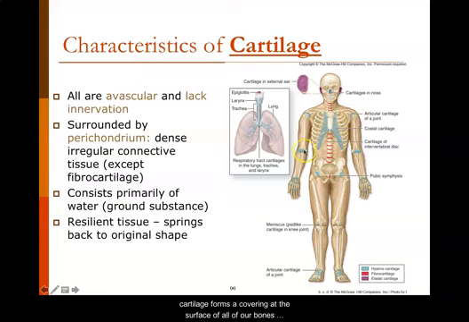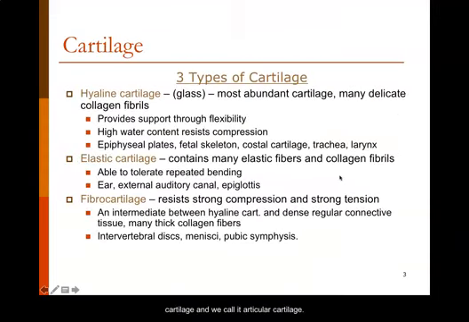Hyaline cartilage forms a covering at the surface of all of our bones that meet one another at movable joints. These are referred to as the articular cartilages at the articulations or the joints of our bodies. Again, all freely movable joints. You can see all the joints in the hand, the elbow, the shoulder, all the joints of the foot, the knee, the hip. Those are all going to be covered, the bony surfaces, by hyaline cartilage. We call it articular cartilage.